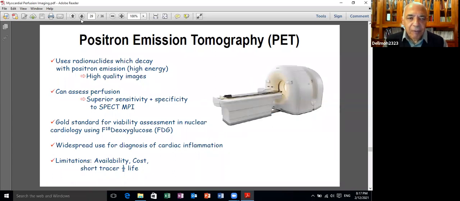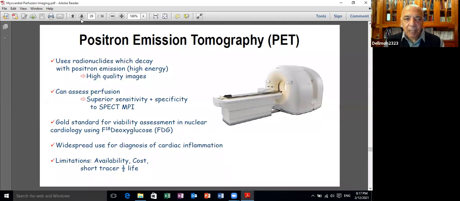So we move from this to positron emission tomography. This is also an important topic now available in this country, and it is sometimes the topic of questioning in the examination, not very frequently, but it occurs.